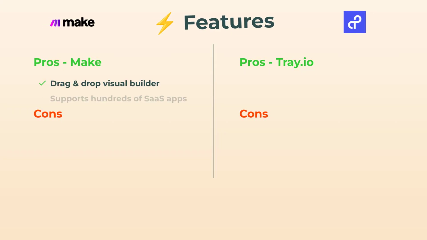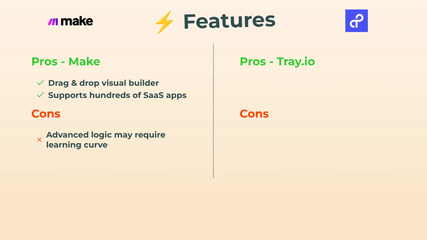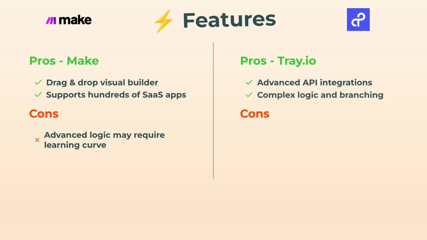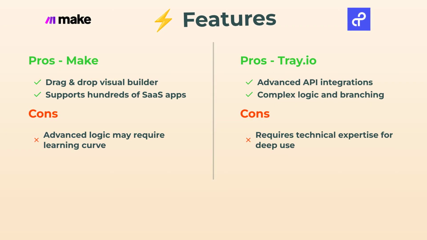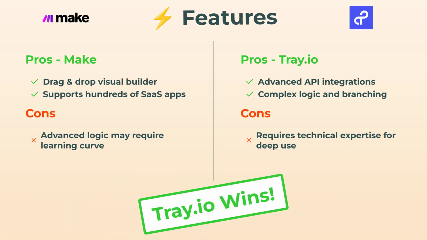Moving on to features. Oh man, both of these are loaded, but in different ways. Make gives you that clean drag and drop visual builder. It's like snap snap, workflow done, right? Huge library of apps, simple logic, pretty approachable, but you might hit a little learning curve if you want to get really advanced. Now Tray.io, that's where things get spicy for technical folks. Advanced API integrations, super complex logic and branching, the works. If you're ready to nerd out, Tray can take you there. But casual users might be like, help.